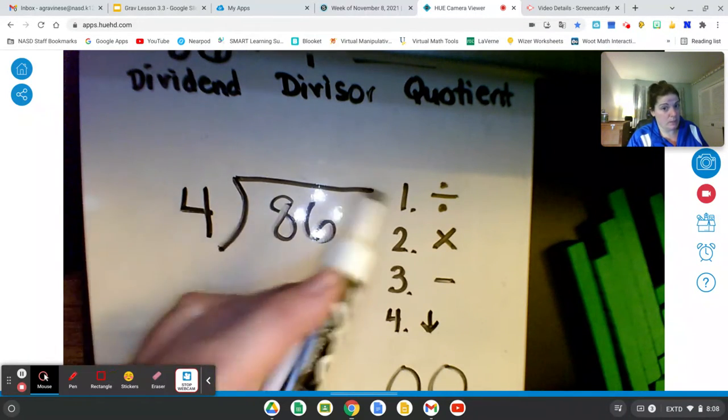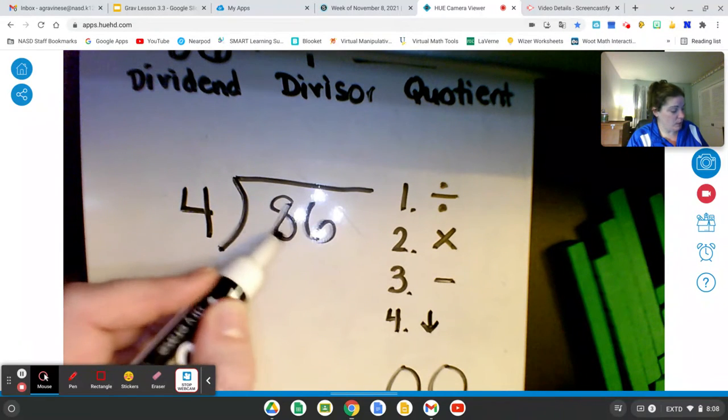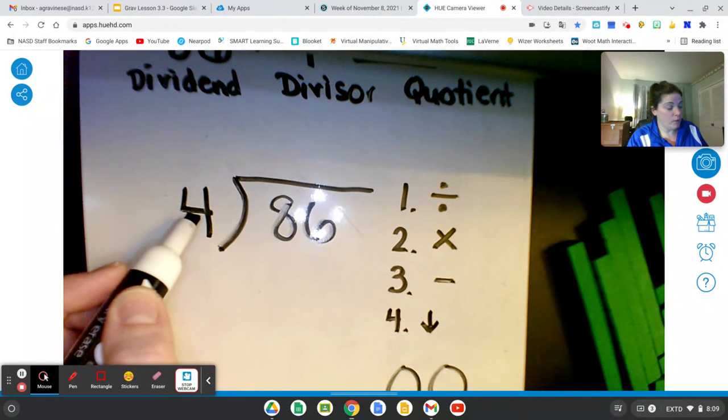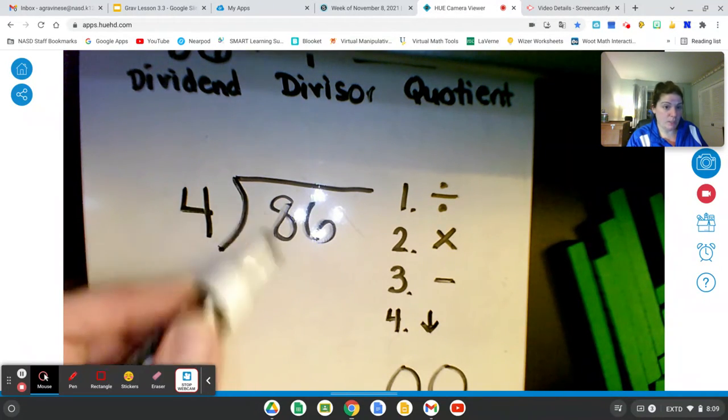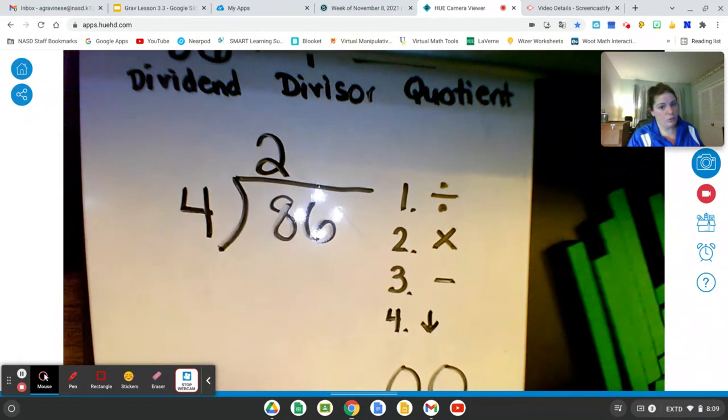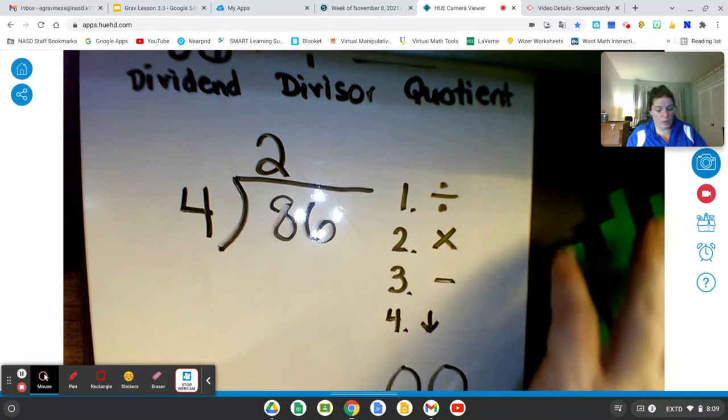What that's saying is this division step. What is 8 of the tens rods divided into 4 bins? How many 4s can we take into 8? And the answer is 2. We put that up in our quotient. And let's look at why that is.